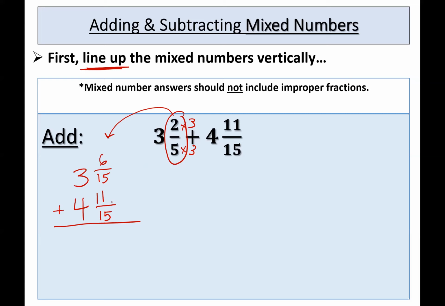Now we can add, keep the common denominator of 15, add the numerators. 6 plus 11 would be 17. And now we just get to add the whole numbers, 3 plus 4, 7.